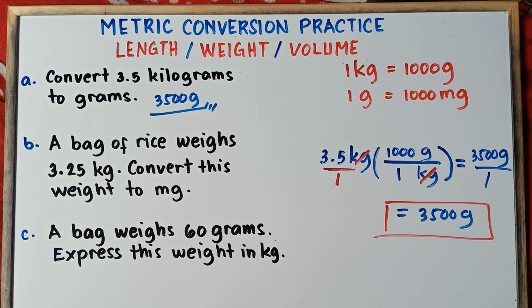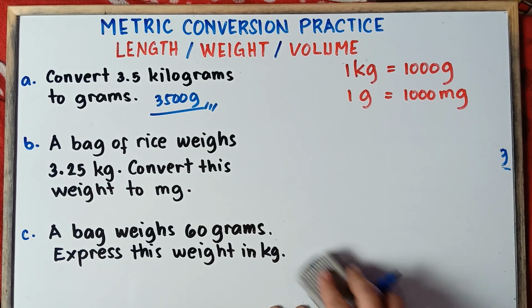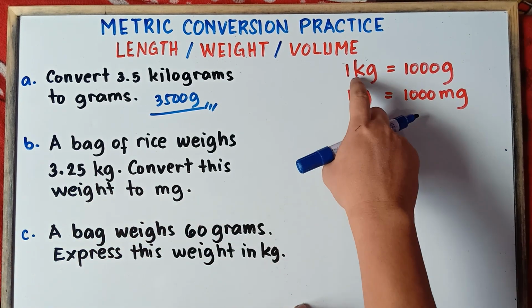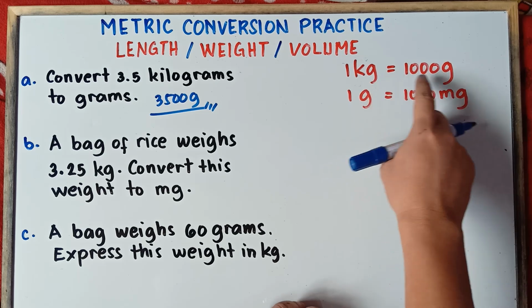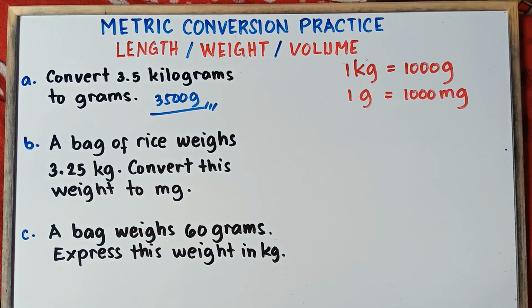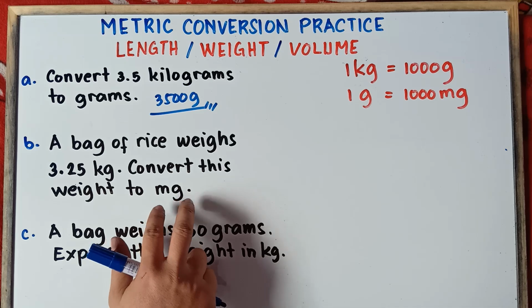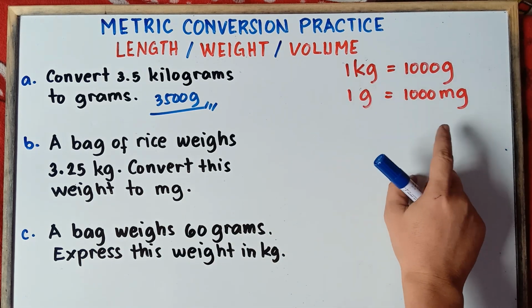Alright, so letter B: a bag of rice weighs 3.25 kilograms. Convert this weight to milligrams. Alright, let's do that. Do we have kilograms to milligrams directly? We don't have kilograms to milligrams directly, class. Therefore, we need to convert kilograms to grams and then grams to milligrams. So let's do that. Once again, class, 3.25 kilograms, we convert that into milligrams. We don't have the conversion from kilograms to milligrams directly.